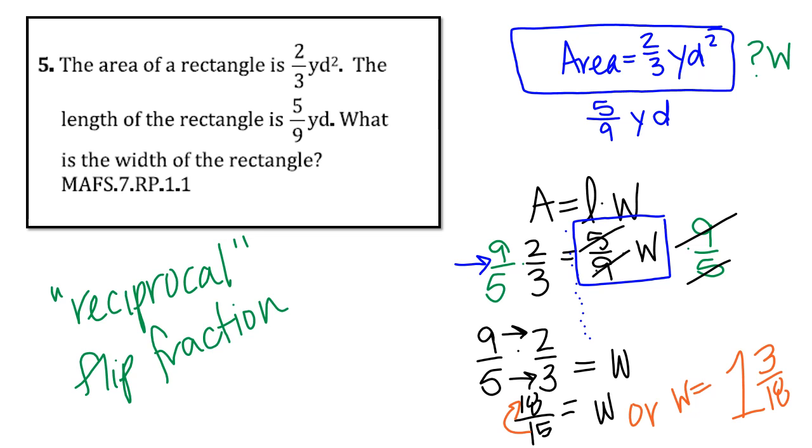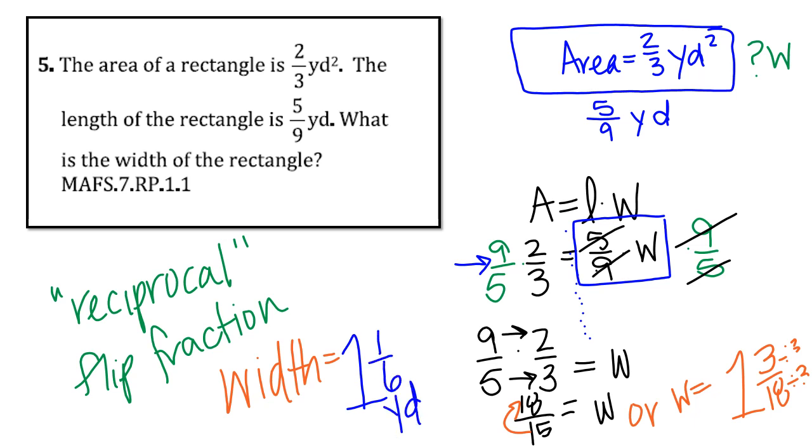Now we're almost done. You always want to check and see if you can reduce this. When I look, 3 and 18, I can divide both of these by a 3. And I get 3 divided by 3, which is 1. So I'm going to put my answer over here, actually. So I have 1 and 1/6. And then I need to make sure I have my units, which is yards. So my width in this example would be 1 and 1/6 yards.